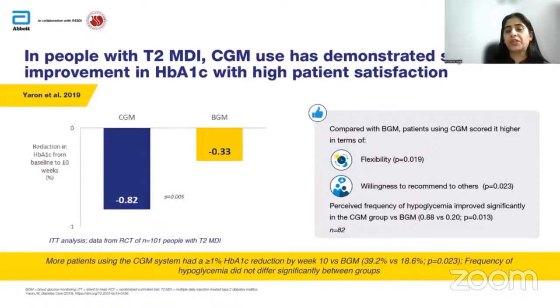And of course, compared to BGM, patients using CGM scored higher, both in terms of flexibility as well as in willingness to recommend this technology to others. Obviously, the perceived frequency of hypoglycemia improved significantly in the CGM group versus the blood glucose monitoring group. So the study goes on to conclude that more patients using the CGM system had more than 1% HbA1c reduction by week 10 versus the blood glucose monitoring group, and the frequency of hypoglycemia did not differ significantly between the two groups, so much better satisfaction indices here.